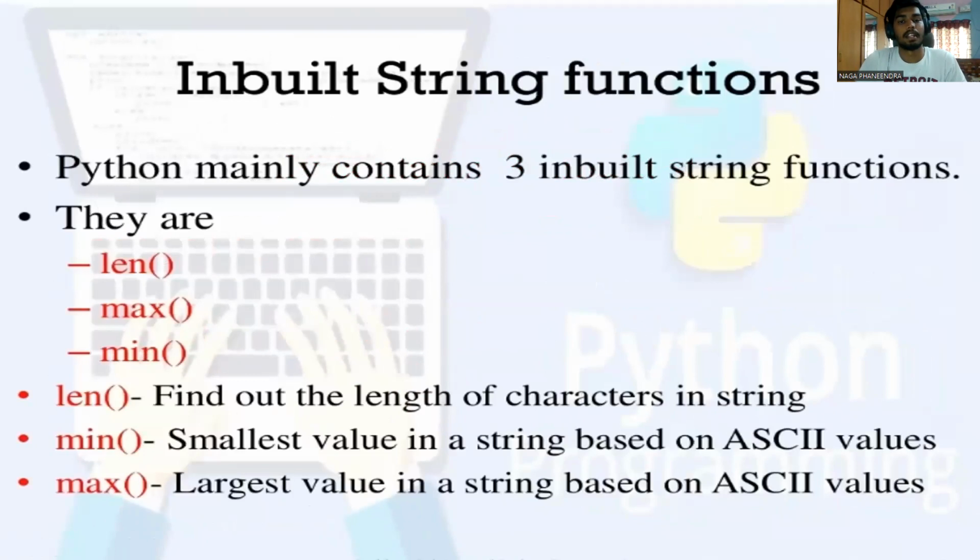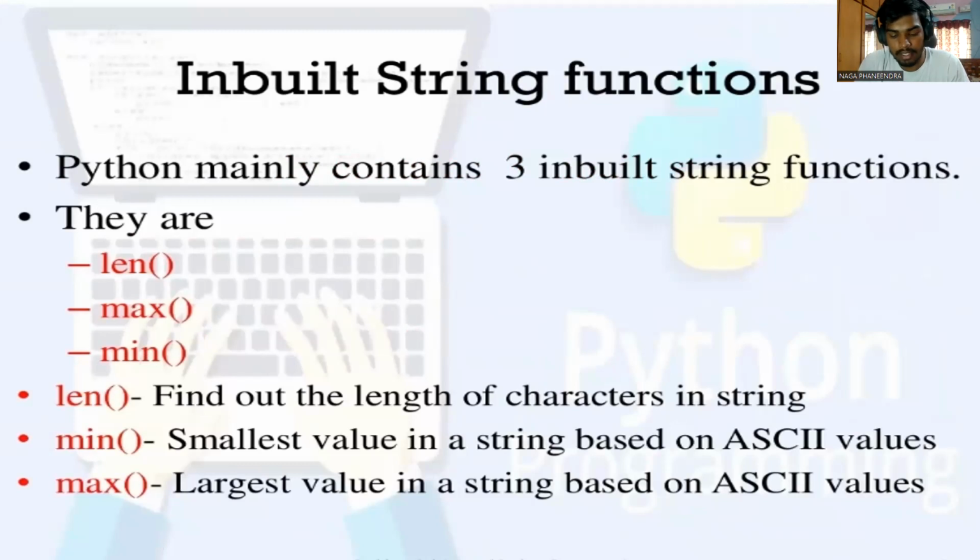Inbuilt string functions. Python mainly consists of three inbuilt string functions. They are length, max, and min. If you use the inbuilt function length, it will find the length of characters in a string. If you give min, it will find the smallest value in a string based on the ASCII values. And max will find the largest value in the string based on ASCII values.